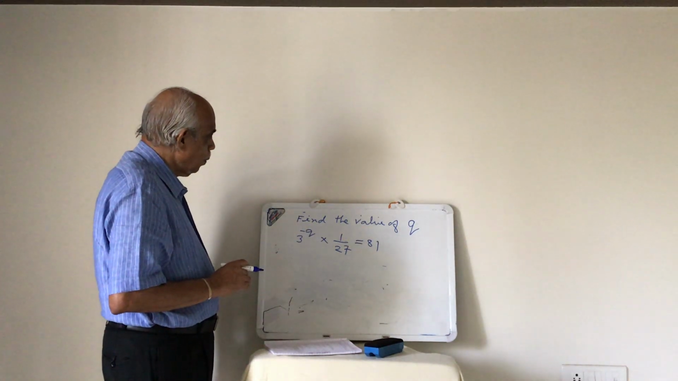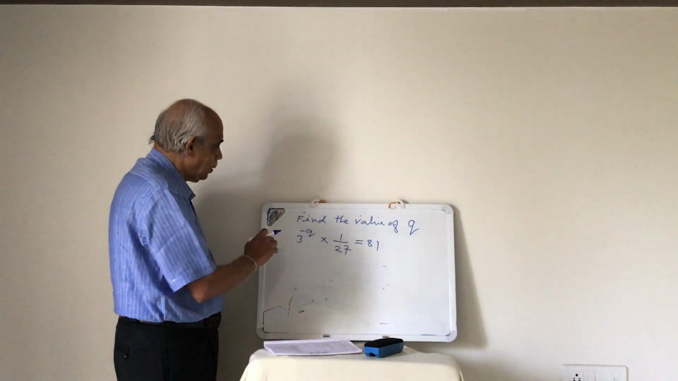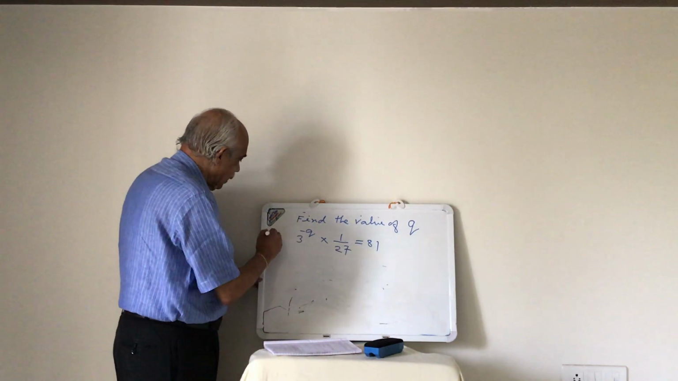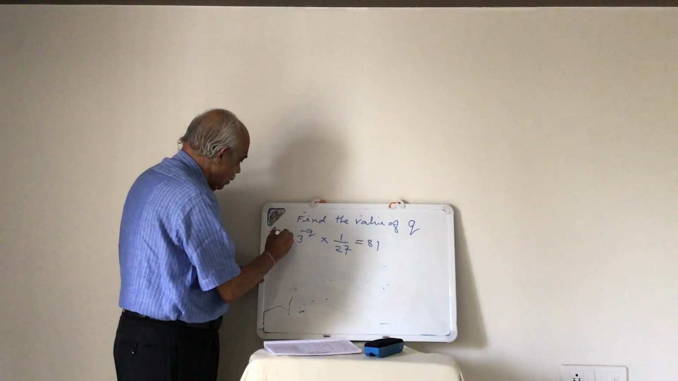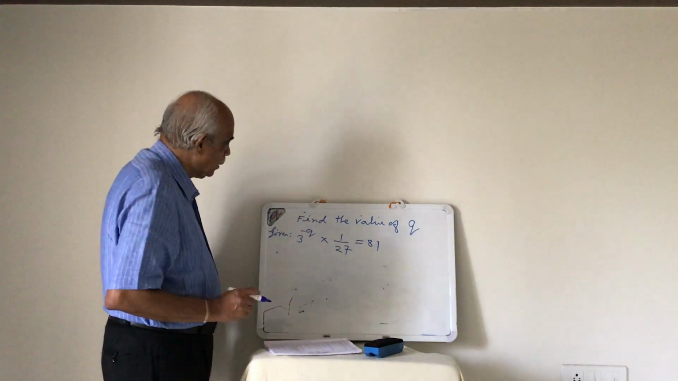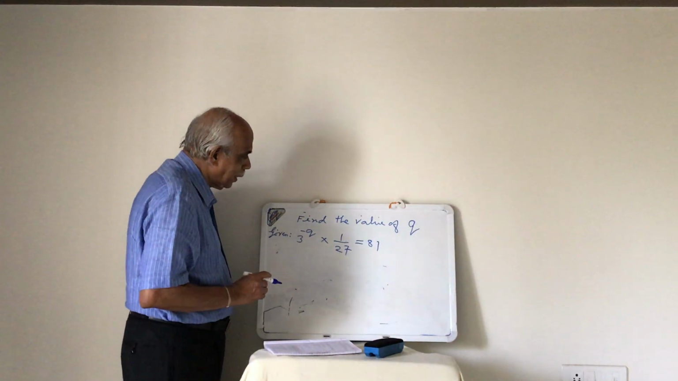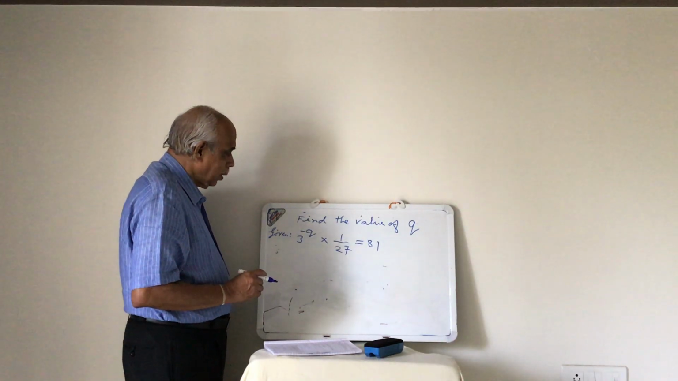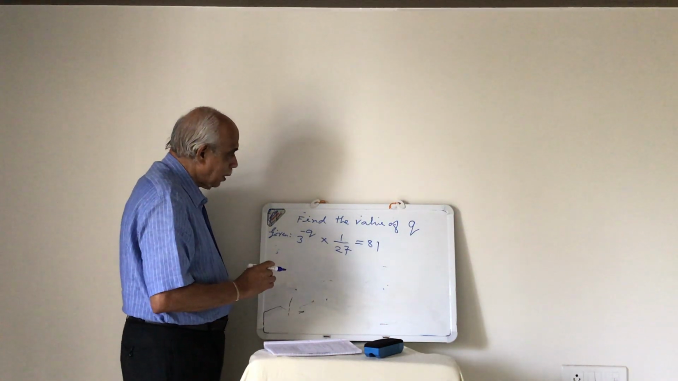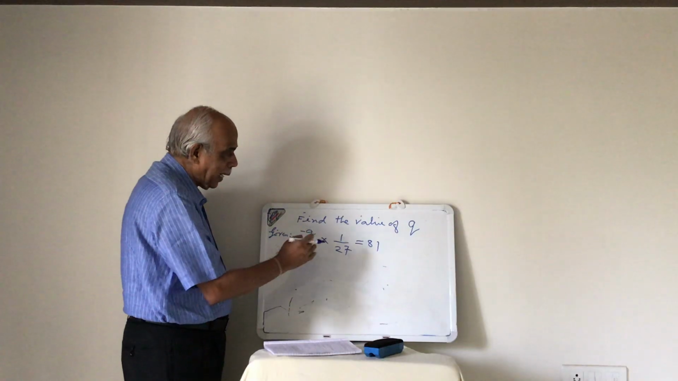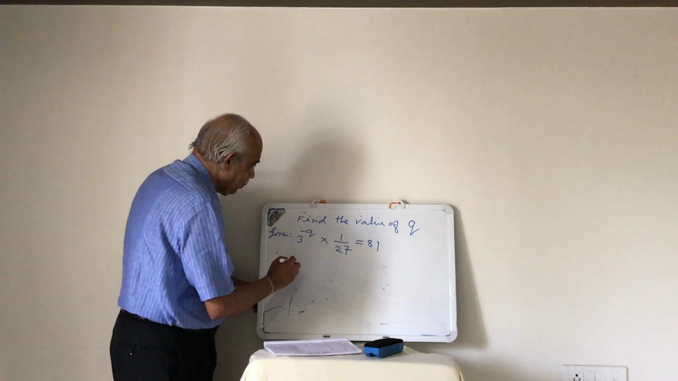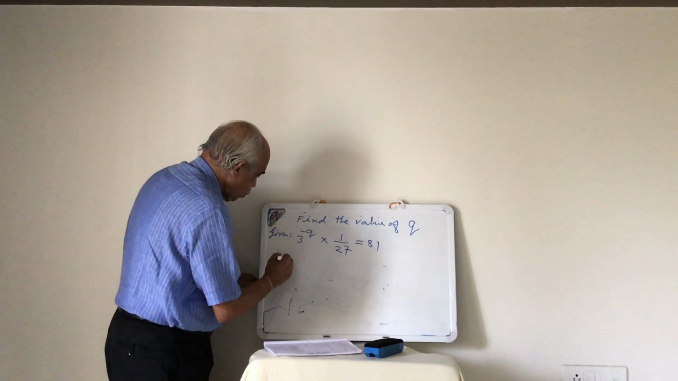3 raised to minus q, the expression is given. So this is the given, this is the sum: 3 raised to minus q multiplied by 1 upon 27 equal to 81. So now first step is, we will bring variables on one side and the numbers on the other side. So therefore next one is, solution.